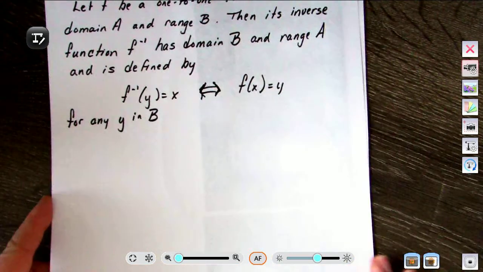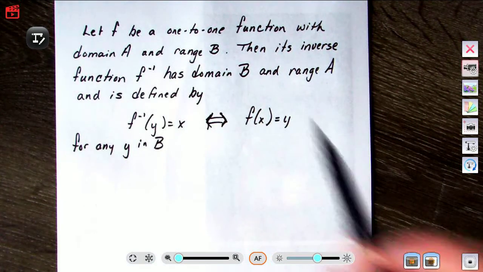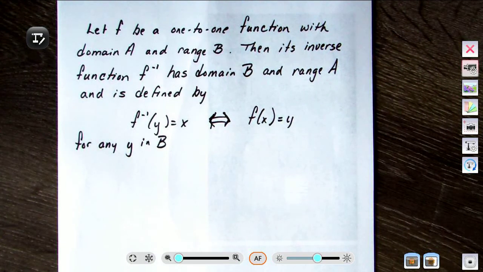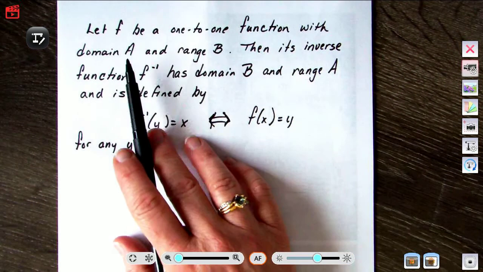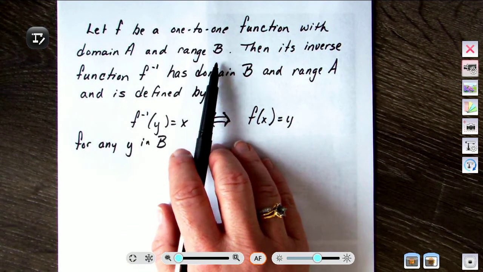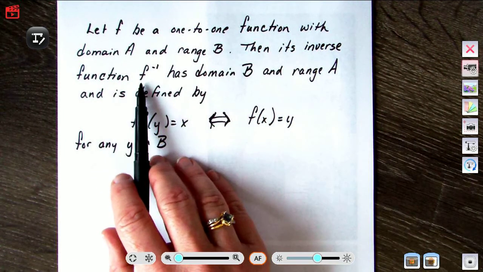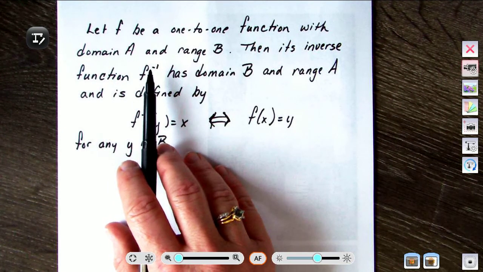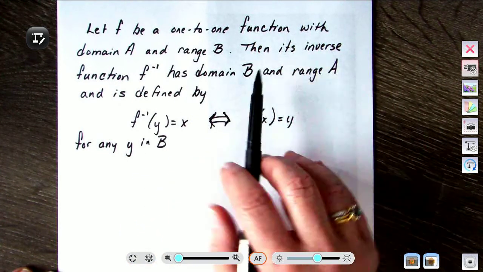All right. If we have a one-to-one function, we can look at a new piece. Let's say we have f be a one-to-one function. So it passes both the vertical line test because it's a function and the horizontal line test because it is one-to-one. And it's got a domain of A and it's got a range of B. Then its inverse function, denoted f with this little -1 up there, and I'm going to talk more about that in a second, will have a domain of B and a range of A.